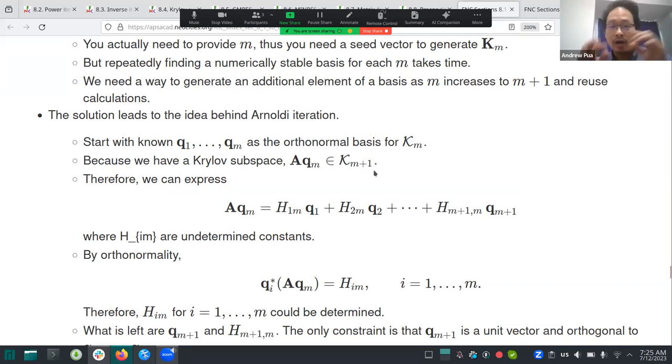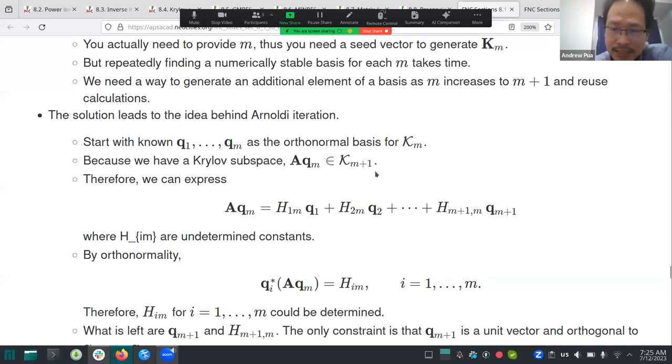Then you're going to be generating the next basis element that you're going to put on top of Q1 up to QM. That's the idea. And this nested structure of the Krylov subspaces allows you to do this Arnoldi iteration. So we can express A Q_M as a linear combination of all of these vectors, Q1, Q2, until Q_(M+1), because you're now living in K_(M+1). Of course, I don't know what Q_(M+1) is, but I do know what Q1 up to QM would look like.